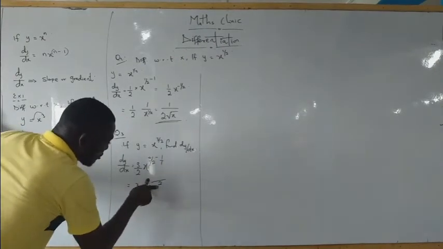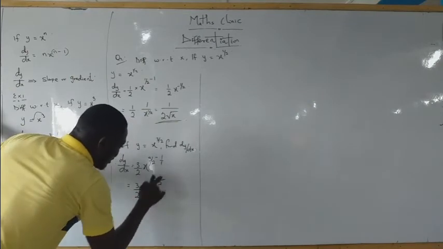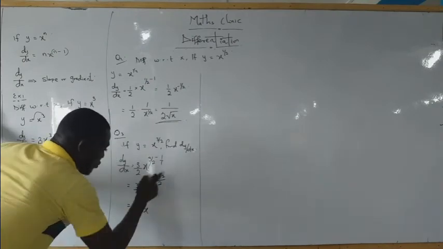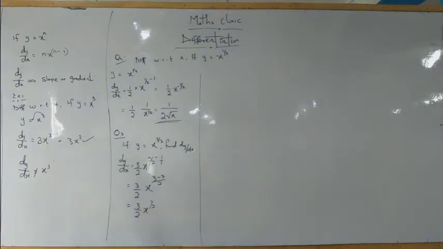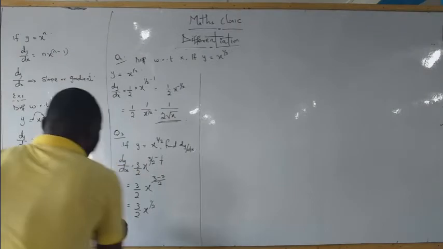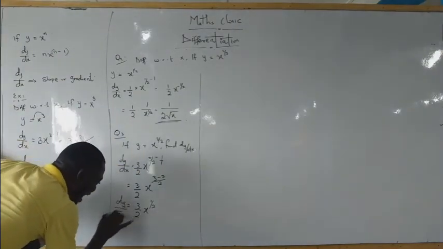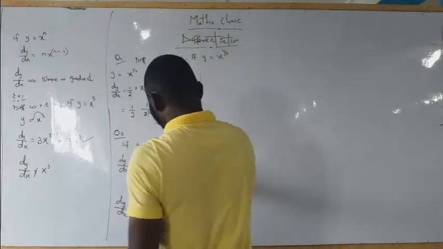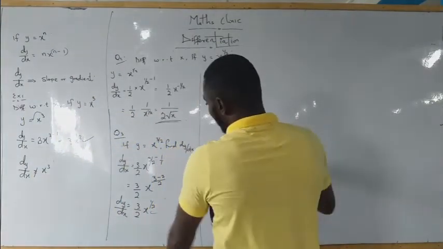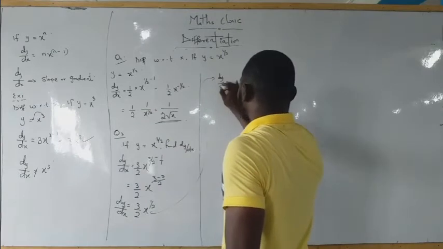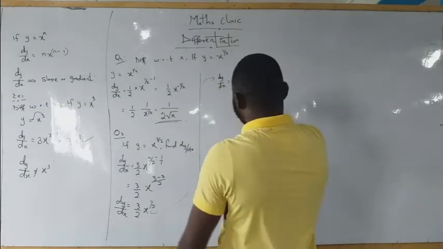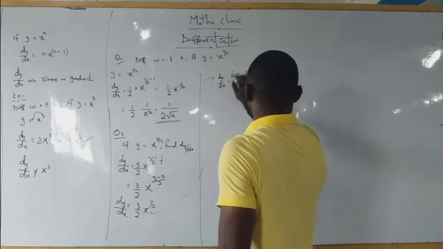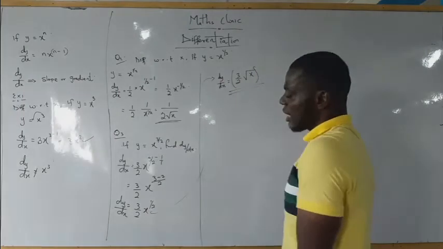How many 2s can we see? 2, 1 times this, that's 3, minus this, and this is 2 times 1 is 2. And that becomes 3 over 2 x raised to the power of 1 over 2. So this will be dy dx. Please do not write y. So dy dx equals 3 over 2 square root of x. This is the answer.